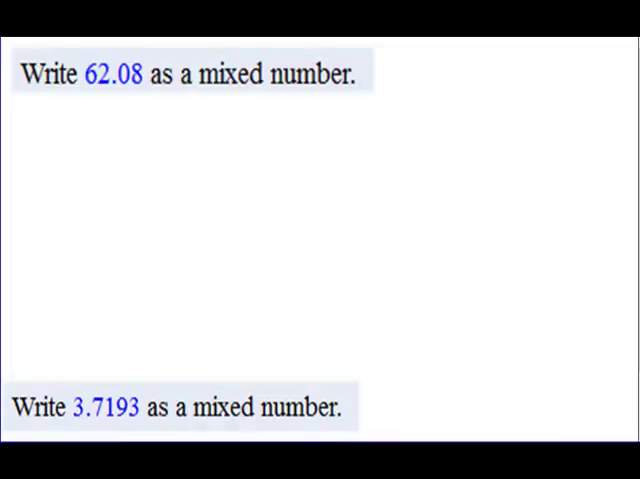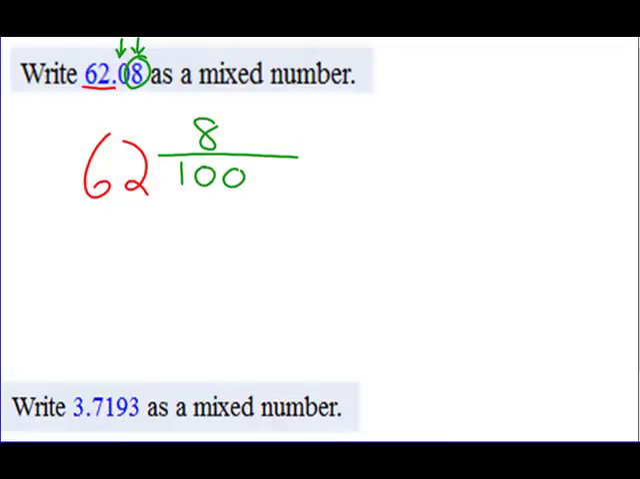Now, let's try going backwards. Going backwards is actually fairly simple. The 62 is our whole number. We're writing a mixed number now. We then take the numerator and put it over the number corresponding to the last decimal place. This would be tenths, this would be hundredths, so this would be 8 over 100.